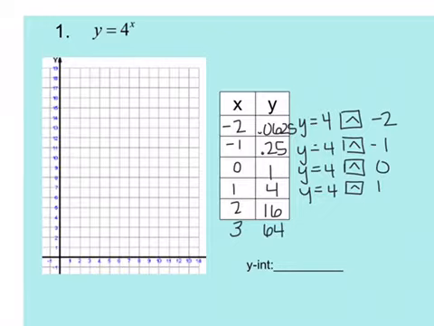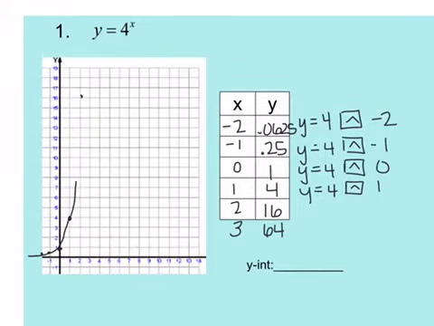So I want to graph this the best that I possibly can. At -2, I am just barely above 0. At -1, I am about a quarter of the way up. At 0, I am at 1. At 1, I am up at 4. At 2, I am up at 16. And then 3 is going to be all the way off my graph. So this shape that it makes ends up looking like a curve.